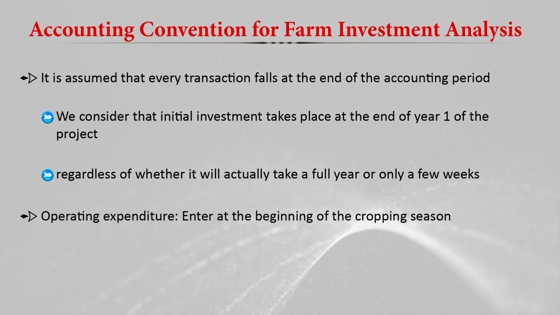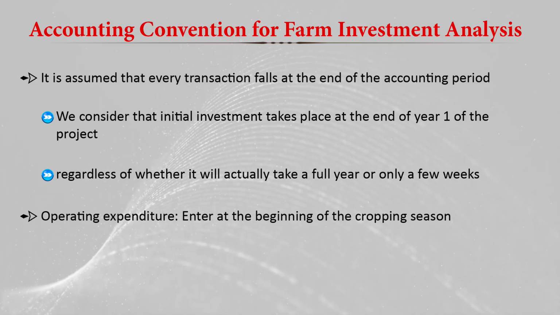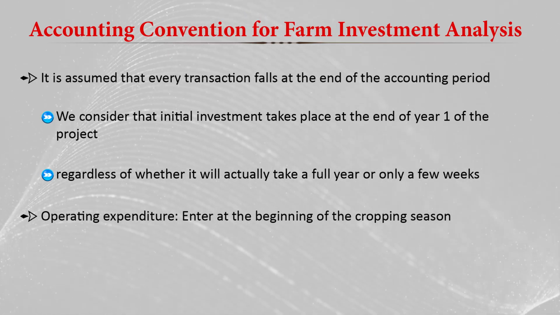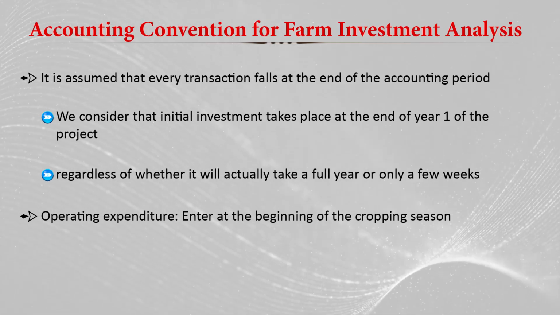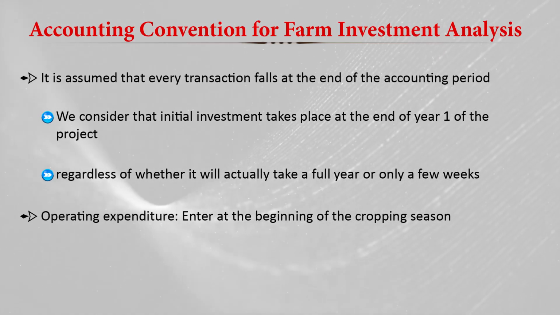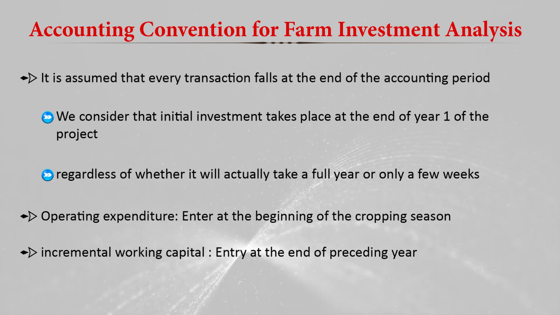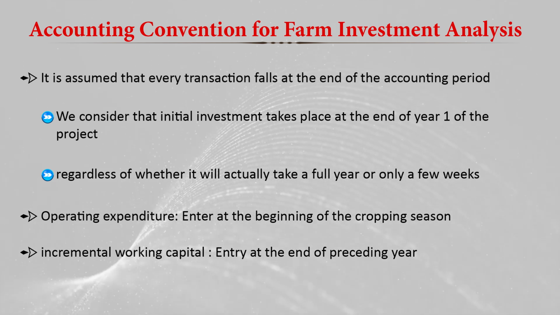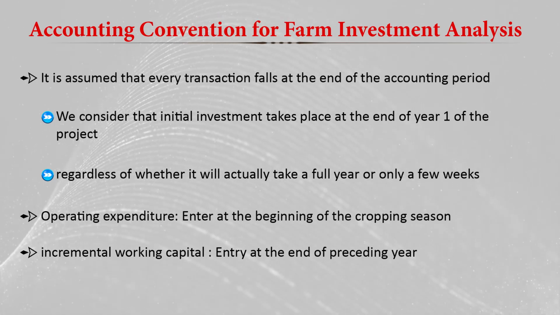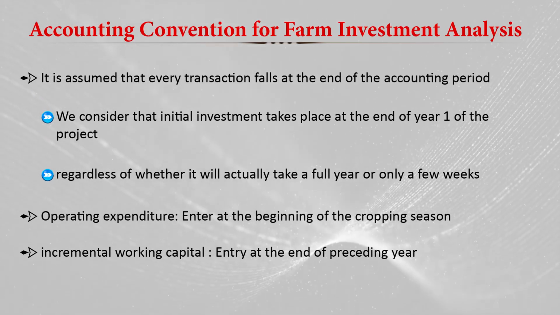And then the operating expenditure is also a very important part. Here we enter the operating expenditure at the beginning of the cropping season. The argument is that whatever operating expenditure is required, we should make available at the beginning of the year. And then the third component is incremental working capital, and we should enter the detail of the incremental working capital at the end of the preceding year. Basically for the following year we want to make the provision of the working capital, so we make that provision at the end of the preceding year.